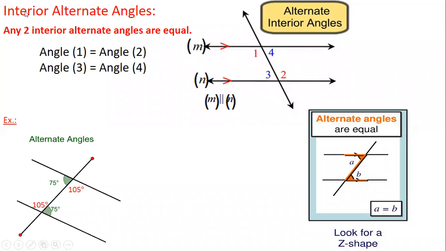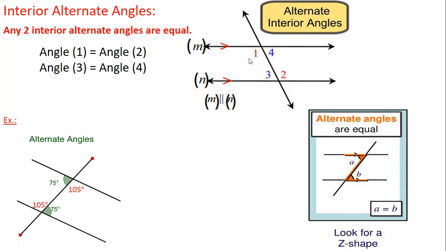So these are the interior alternate angles. They are formed between the parallel lines. And as you can see, this is the transversal. One of them will be above to the right of the transversal, the other will be below to the left of the transversal. One is up, the other is down, and both of them are interior between the lines of the transversal. So these are the interior alternate angles.